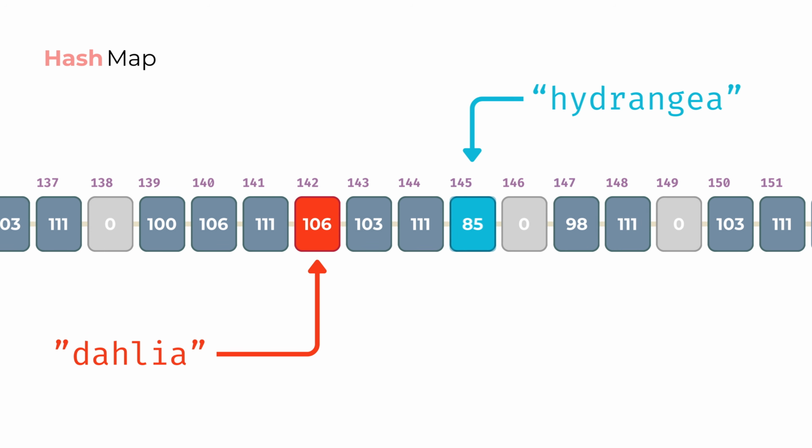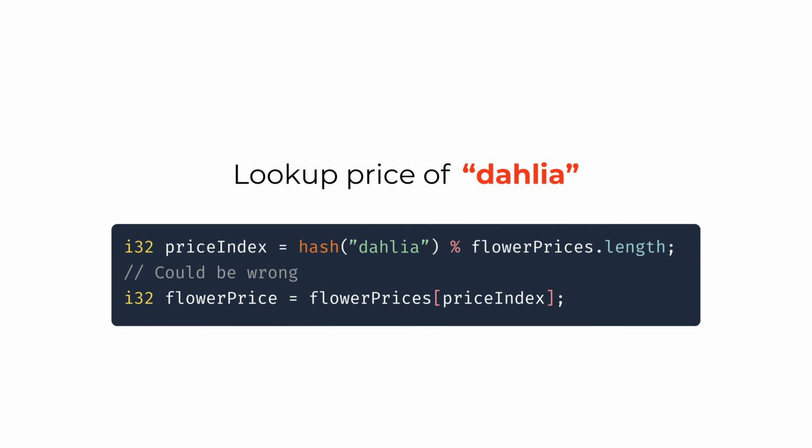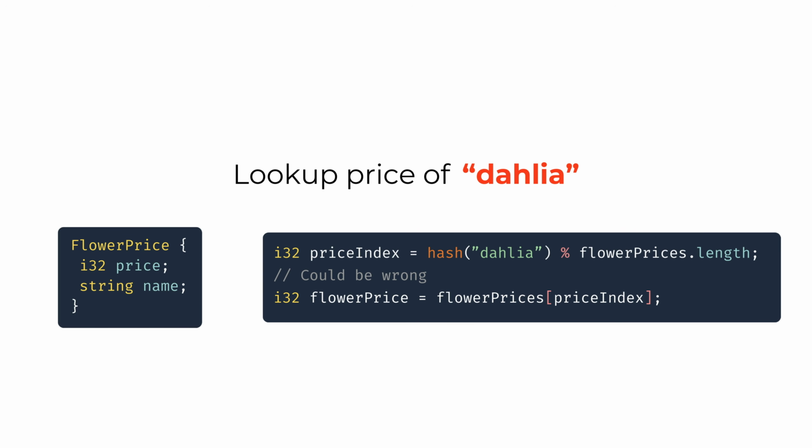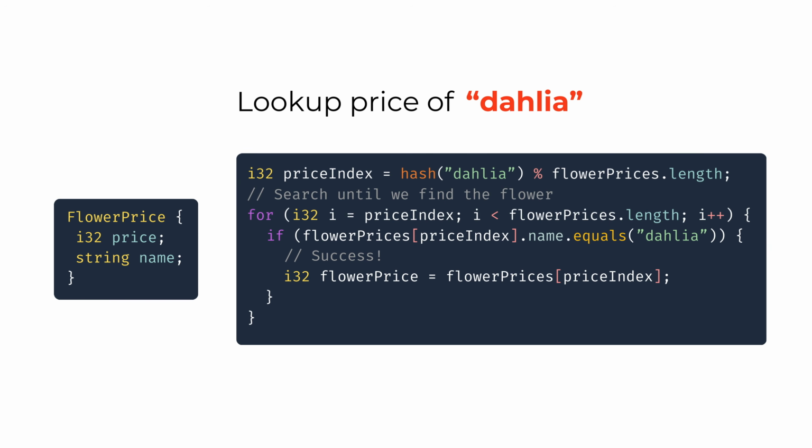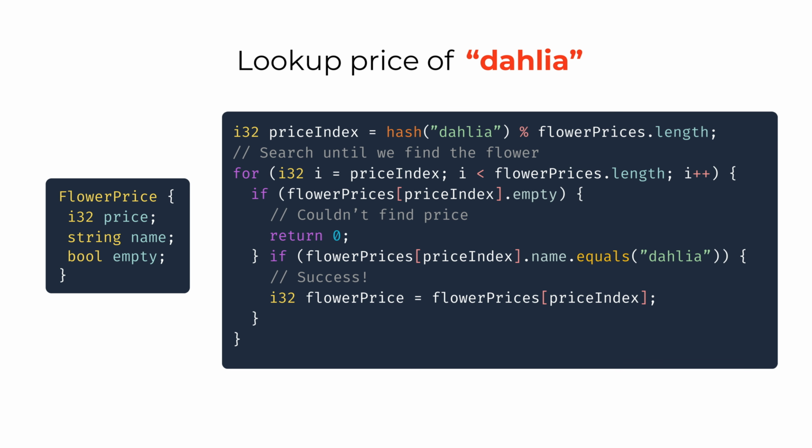Of course, this means that after we've converted our string into an index, we can't just assume that the resulting array holds the data that we want. We need to store some identifying info like the flower name in each hashmap item so that we can compare to see if it's actually the item we want, and if not, start iterating through the array and comparing until we find the data that we're looking for, or an empty slot indicating that the key we're looking for doesn't exist in the array at all.